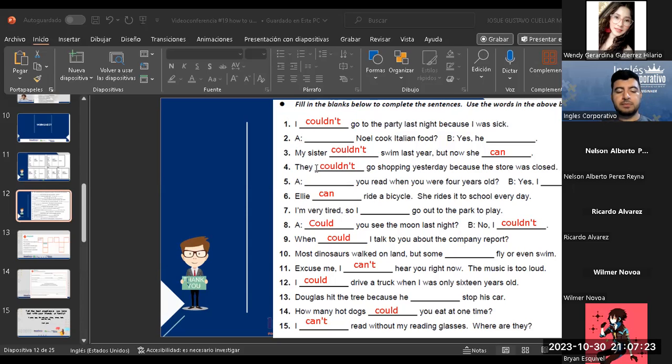Can Noel cook Italian food? Yes, he can. Okay, puede Noel cocinar. Bueno, puede cocinar italiana. Sí, él puede. Wow. Thank you, Wendy. Okay, here we have number 5, 7, 10, and 13.